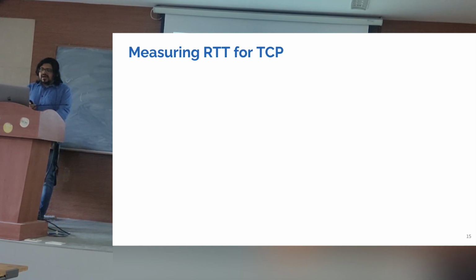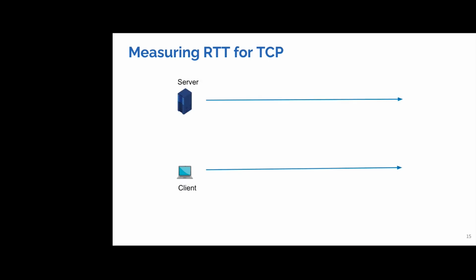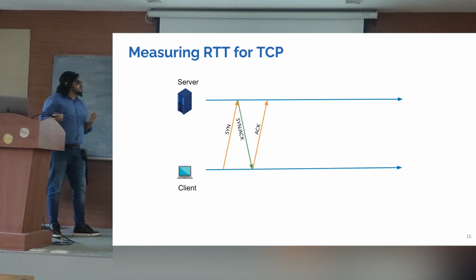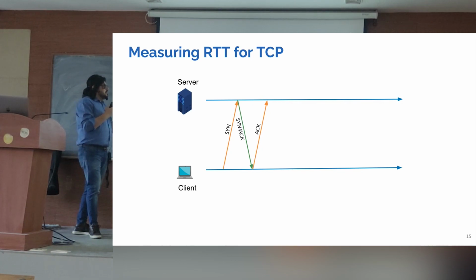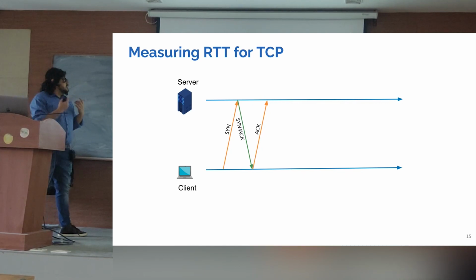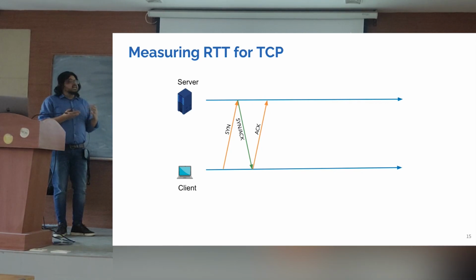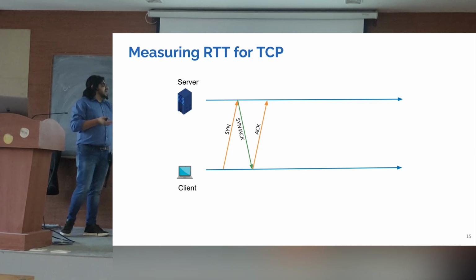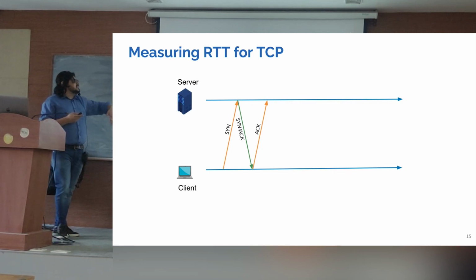But I'll go into more details of how round trip time is actually measured for TCP. In this case, let's take the example of a client and a server talking to each other. TCP actually starts with a three-way handshake. It sends a SYN packet from the client to the server to say, hey, I'm here and I want to start this connection with you. The server sends a SYN ACK back saying, hey, I also want to participate in this communication. And the client then sends another ACK back saying, okay, all right, we all agree, let's start this communication. So that's the three-way handshake.